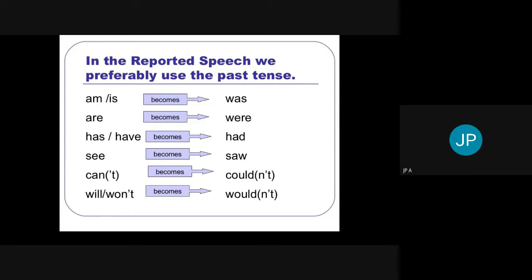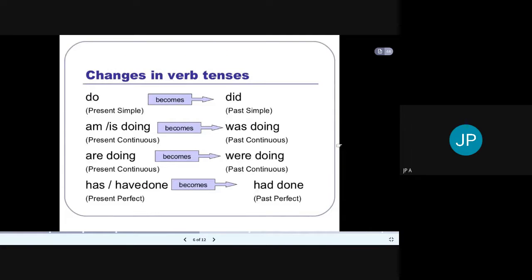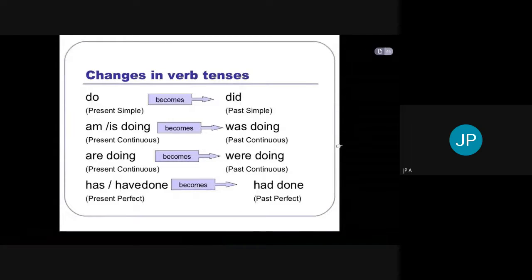Then see becomes saw. Can't becomes couldn't. Will becomes would. Will not, the short form of which is won't, becomes wouldn't. See, these are the changes that happen in the tense.